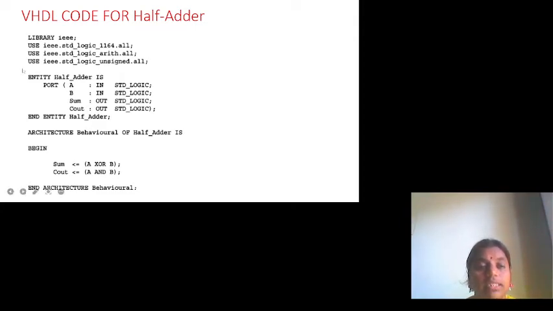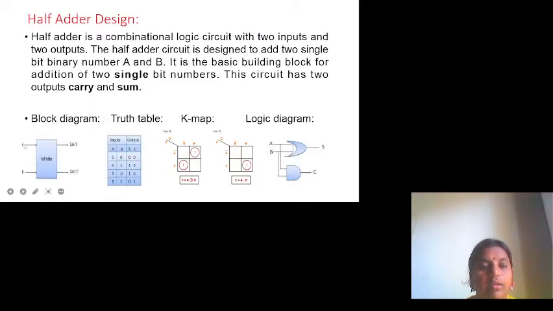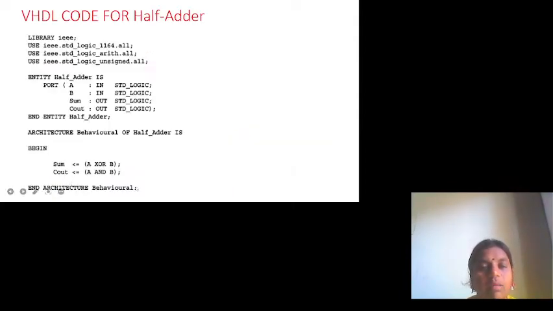Now coming to the entity declaration, entity half_adder is written. The ports are A and B, as I have represented here in the block diagram, input ports, and sum and carry are output ports. Here A, B are of type in std_logic, single bit operations we are performing. Sum and cout are represented as output ports with data type std_logic, and end entity half_adder.